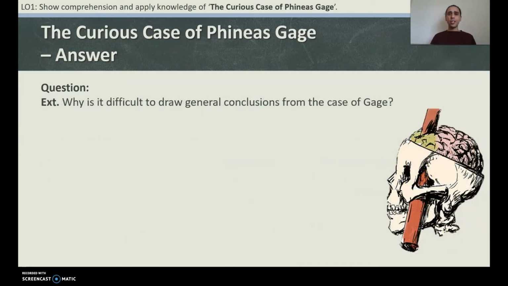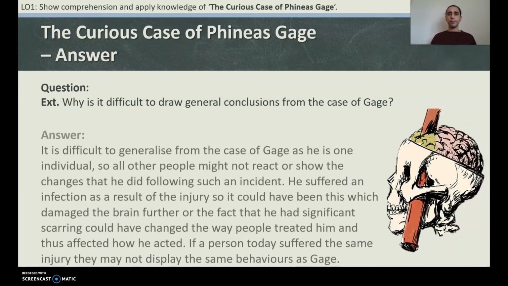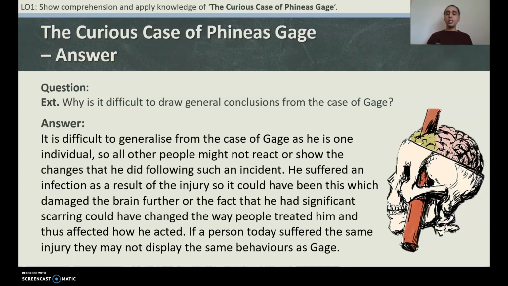And then the extension question. Why is it difficult to draw general conclusions from the case of Gage? It is difficult to generalize from the case of Phineas Gage, as he is one individual, so all other people might not react or show the changes that he did following such an incident, right? We can't generalize the findings. Generalize the findings means, can we apply what we found with Phineas Gage to the rest of the world, to other people? Maybe we can, maybe we can't.